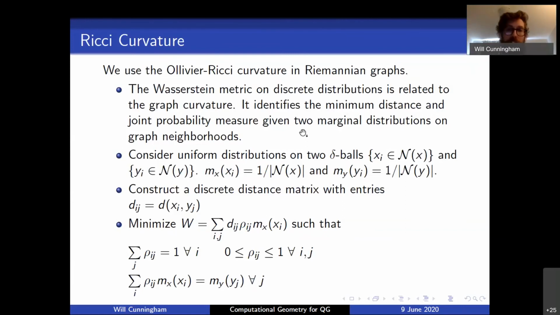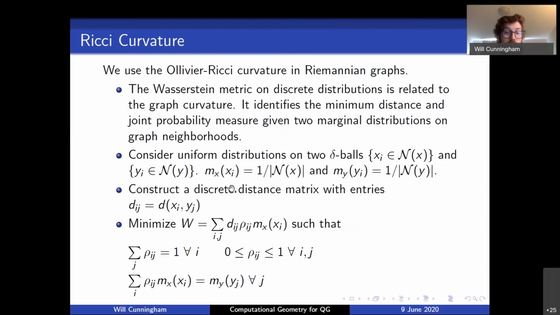So specifically what it's doing is identifying the minimum distance and the joint probability measure given two marginal distributions on the neighborhoods. Typically, the way we set this up is such that the distance between the two points is equal to the radius of the neighborhood. So we're considering two uniform distributions on delta balls, x and y. The uniform distribution mx is 1 over the size of the neighborhood of x, and similarly for y, so they're normalized.